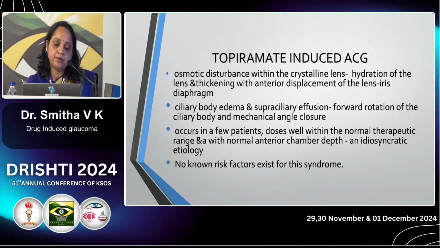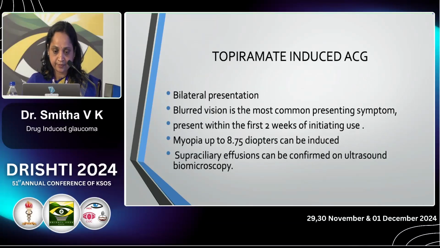It can cause ciliary body edema and supraciliary effusion, leading to forward rotation of the ciliary body and mechanical angle closure. It usually occurs in a few patients, at doses well within the normal range and with a normal anterior chamber depth, so it is an idiosyncratic reaction. It is usually a bilateral presentation, with blurred vision the most common symptom, and usually presents within the first 2 weeks of use. Myopia of up to 8.75 diopters is induced, and UBM usually shows supraciliary effusion.